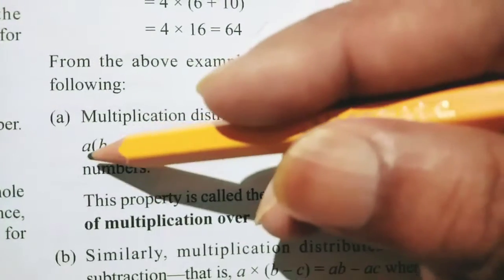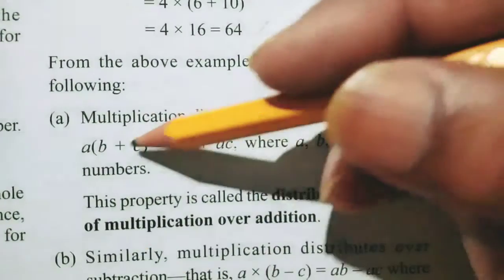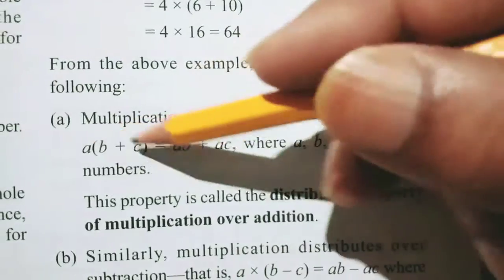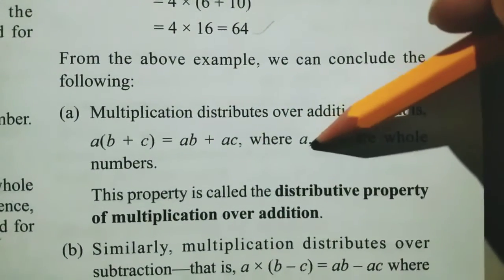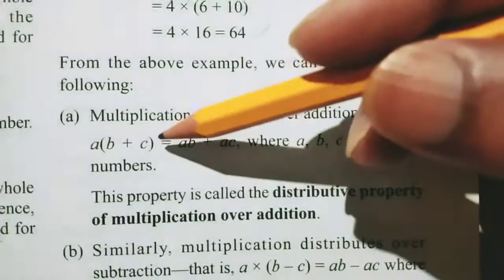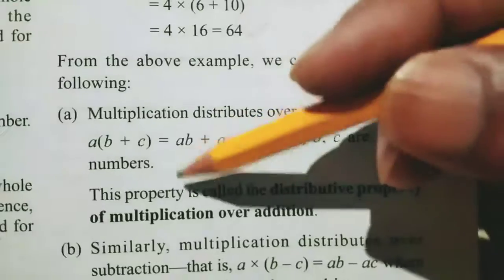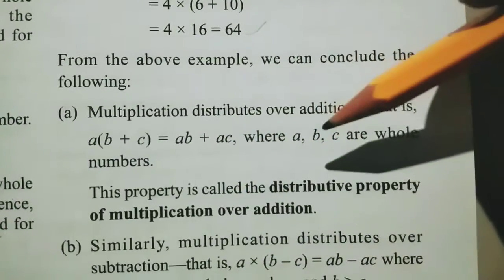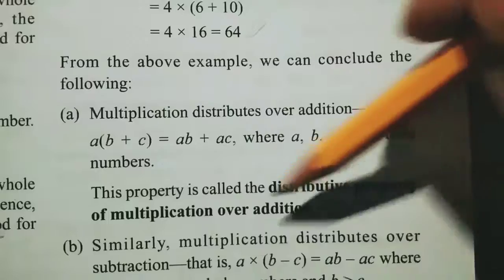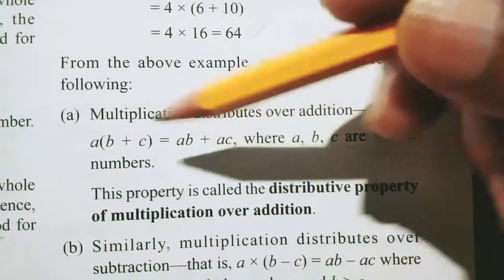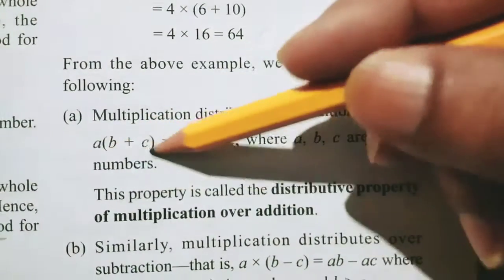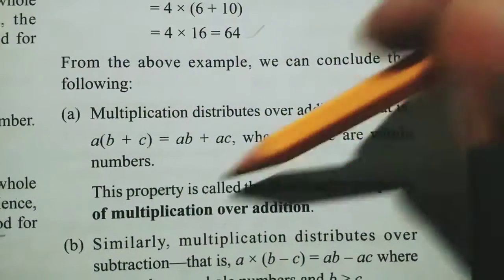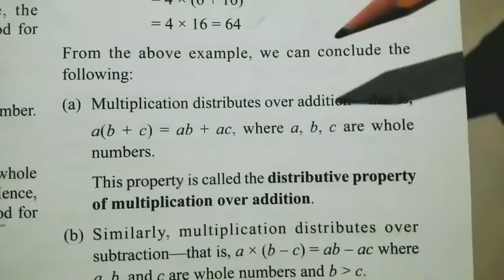So when you multiply this, a into b, and plus a into c. There will be 3 numbers, and in this way it is written. So this is called what? This property is called distributive property of multiplication over addition. It is multiplication over addition because addition is there. So a is multiplied with the addition. That's why it is called distributive property of multiplication over addition.